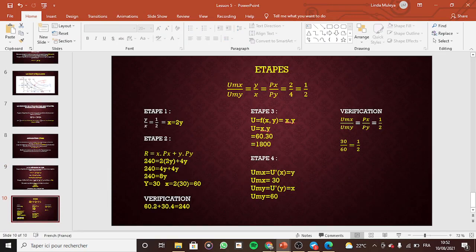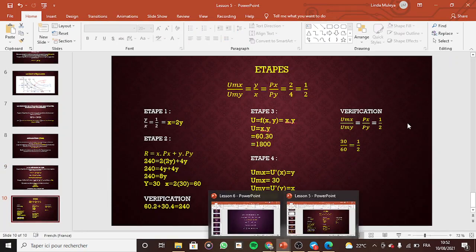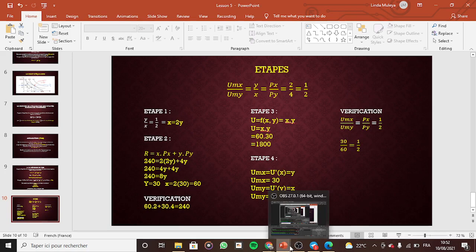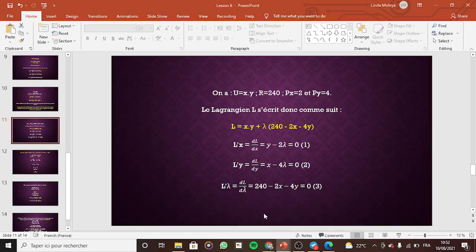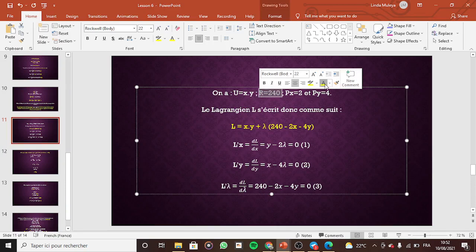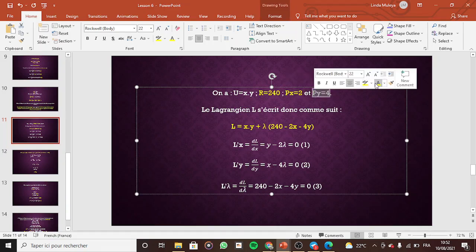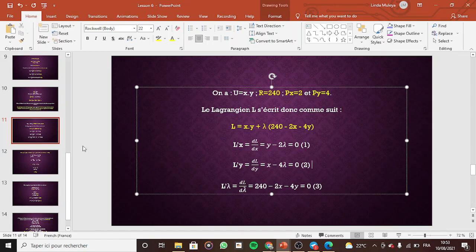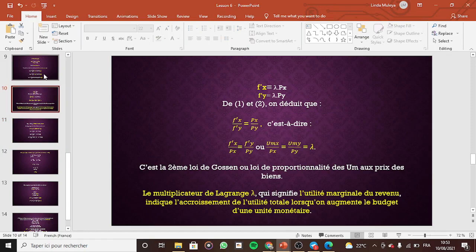So now we're going to use the formula of Lagrange to find the very same answer. We're going to solve the same question. So now what we'll do is we'll take the values of our revenue here, the value of our price of x here, and the value of our price of y, and we will replace them in each of the formulas that we made. So first thing we'll do is we'll take the first major equation that we have.